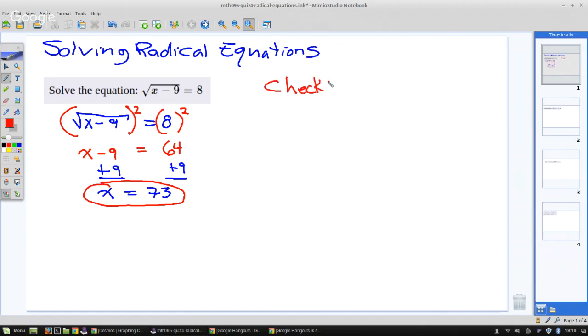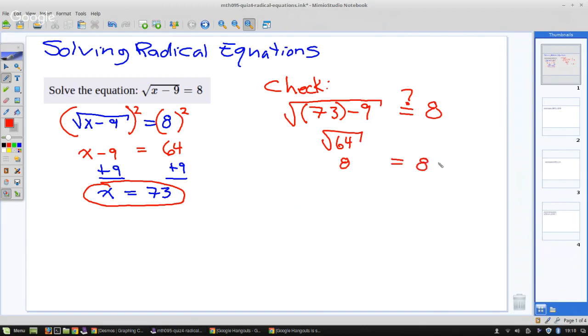So especially with square root equations, you want to check because every once in a while you can be led astray. So checking in the original, where there was an x, I want to drop in a 73. So we have 73 minus 9 in the root. On the other side, I'm hoping this is equal to 8. So 73 take away 9, on a good day that is 64. That means I have to find the square root of 64, and the square root of 64 is 8.